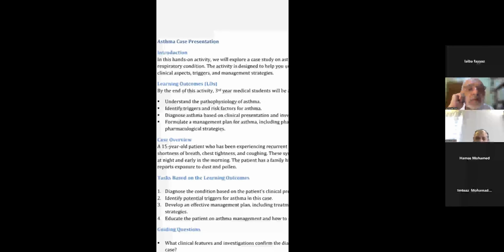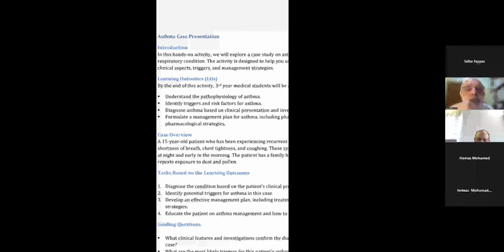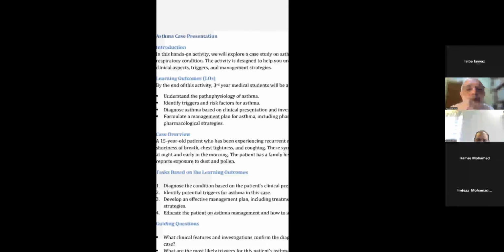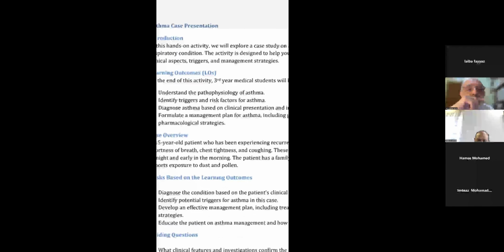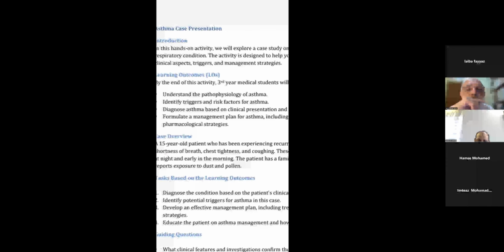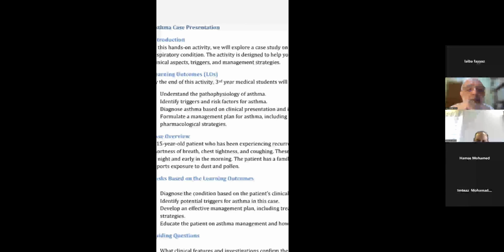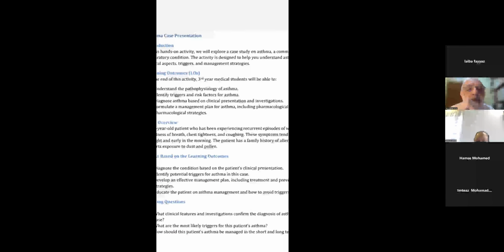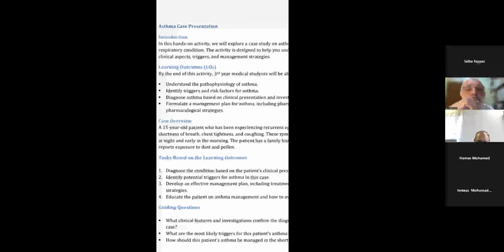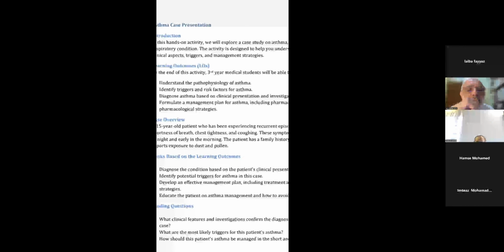The learning outcomes are that third-year medical students will be able to understand the pathophysiology of asthma, identify the triggers and risk factors for asthma, diagnose asthma based on clinical presentation and investigations, and also formulate a management plan for asthma, including pharmacological and non-pharmacological strategies.